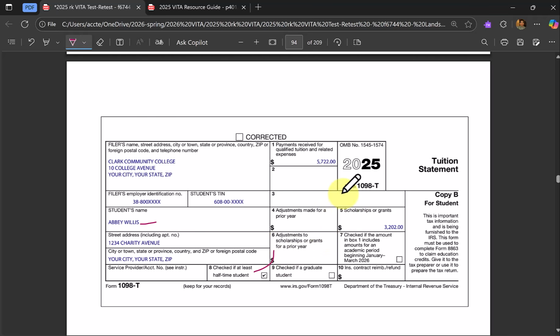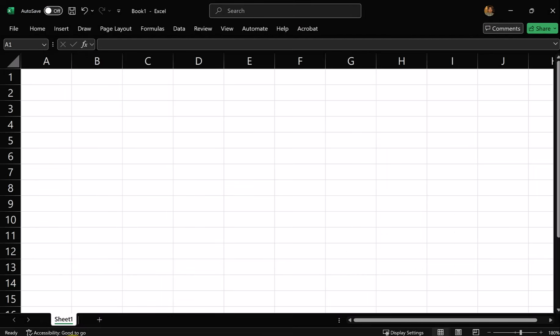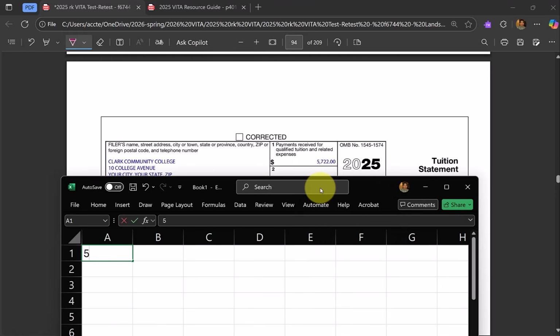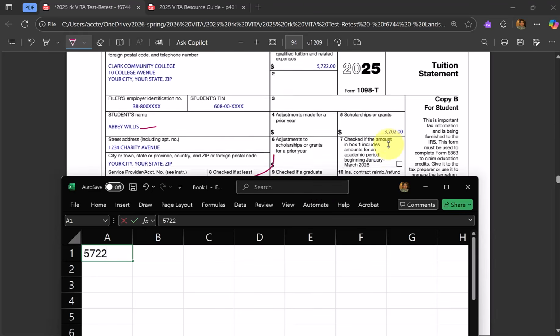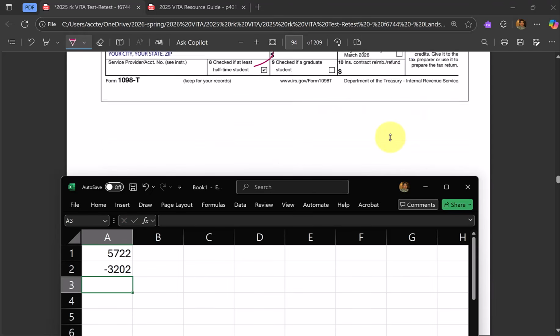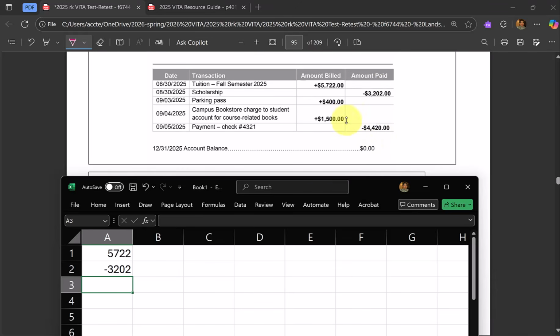Let me calculate out the amounts I'm going to be using. So here I have a scratch paper of a spreadsheet. So the cost is tuition, 5,722. That's this amount here. And the tuition, which we've got to reduce, minusing out 3202. But also we're told there's some textbooks and supplies required for her classes here on this form. Parking doesn't count. Here, this bookstore charge, 1,500.